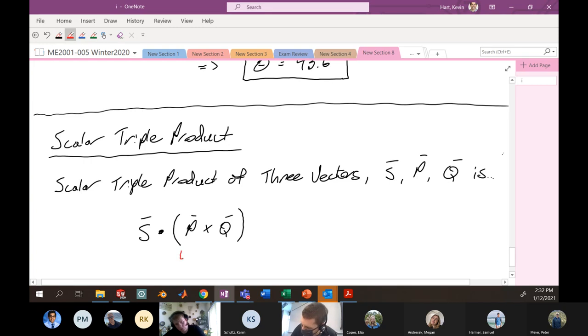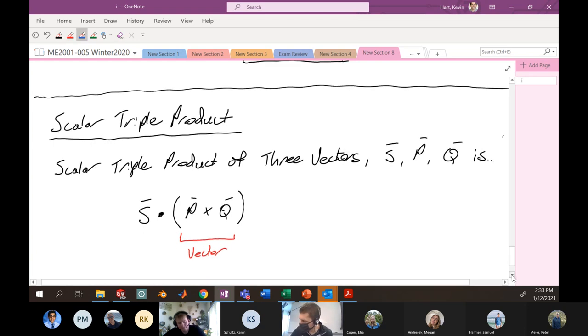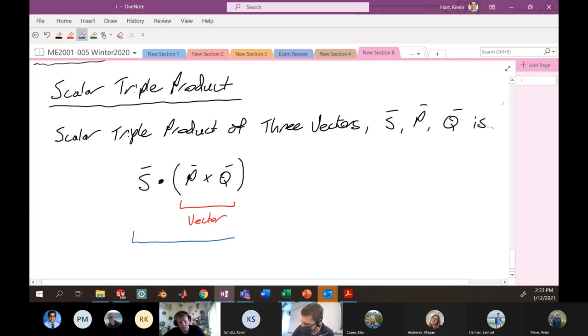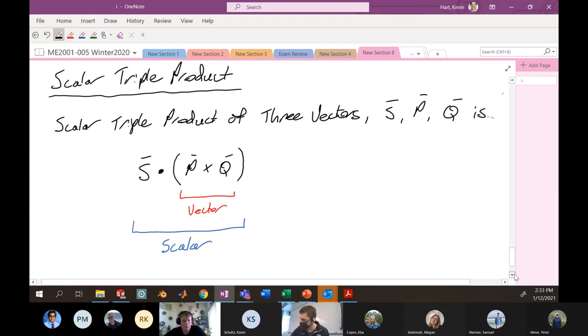Notice here that P crossed with Q will become a vector. We know from the cross product that one vector crossed with another vector results in a vector. We execute that first since it's in parentheses. Then the outer bit, S dotted with the new vector that we create, results in a scalar. A bit of a physical interpretation here.